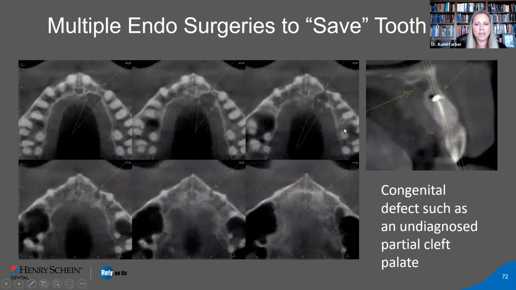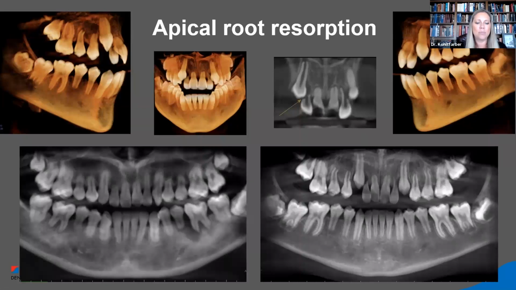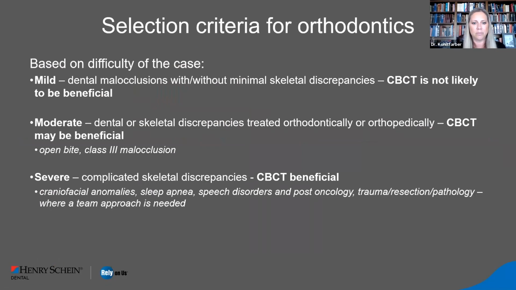Get into 3D, and we have a nice congenital defect, such as our undiagnosed partial cleft palate. And this poor patient has been through all of those surgeries. And if they'd had a CBCT, they would have known exactly what that was. It would have saved her a lot of time and money, and probably a lot of pain. Multiple idiopathic apical root resorption, definitely we can see that. We can see it really well with CBCT as well.